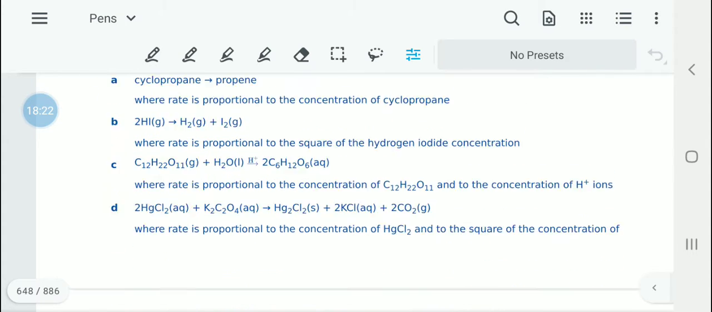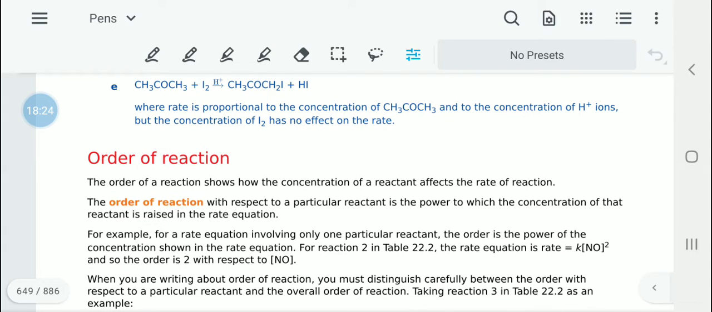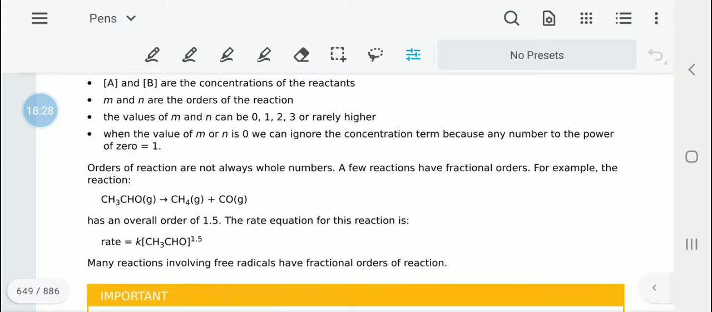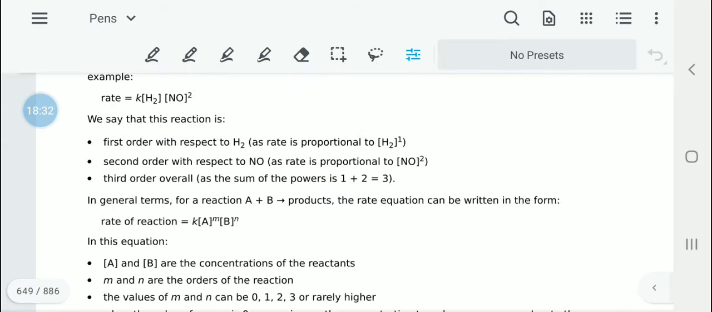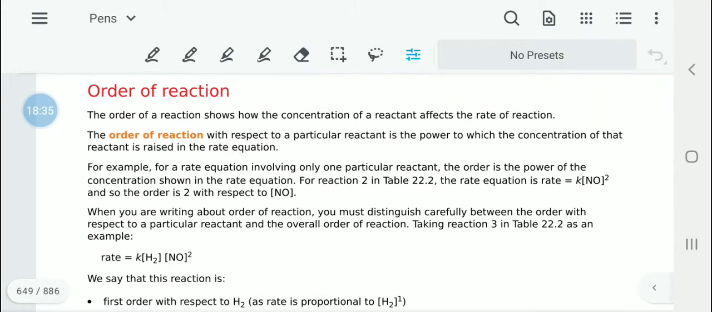Right. I suggest that you do question number 1. If you have any questions, you can ask me if you don't understand anything. After doing the question, let's move on to the order of reaction.